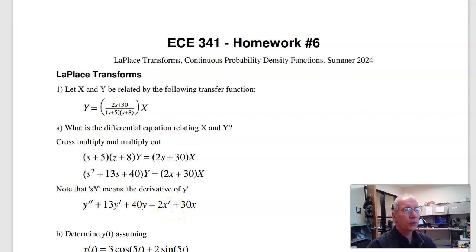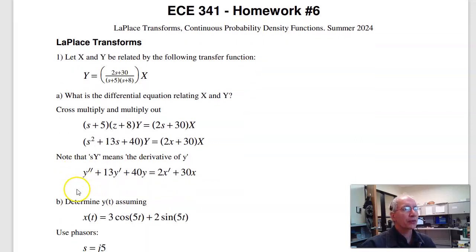Here are solutions to homework set number 6 for ECE 341. This homework looks at Laplace transforms and continuous probability density functions. Now, the first problem looks at Laplace transforms.